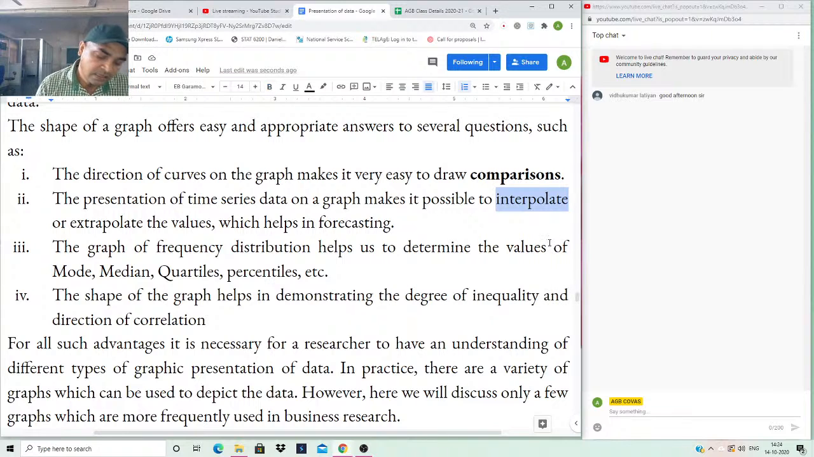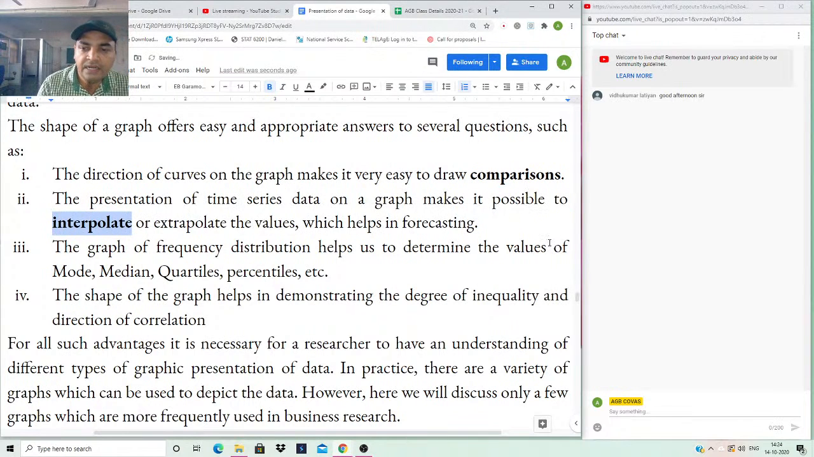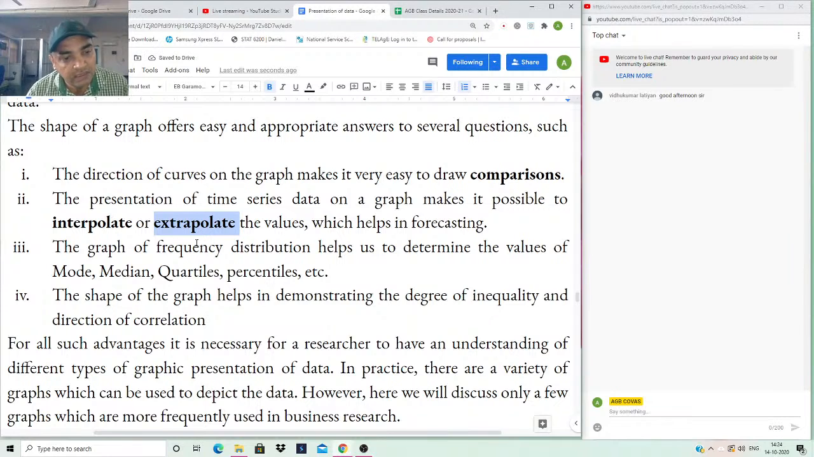Say, for example, you have cross sectional data at different points of time, as we discussed when we talked about data. At several points of time you have some values. But what about between those points of time? By plotting the graph, you will be able to find the values in between, which can be interpolated. As well, you can extrapolate the values outside the range of the data, and that helps us in forecasting.